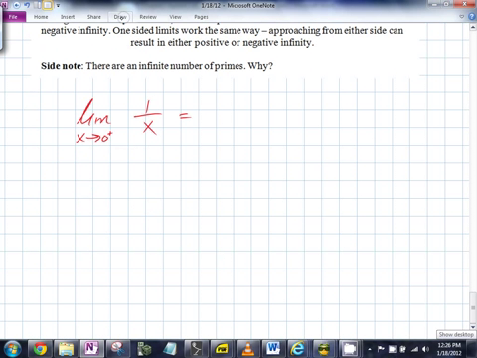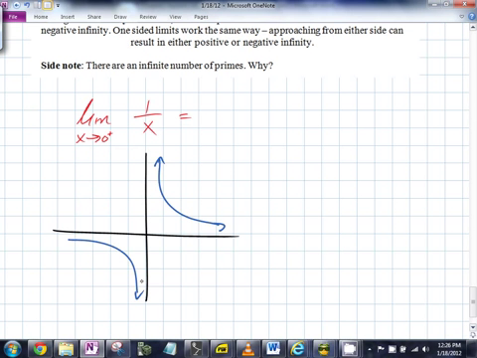So if you approach 0 from the right, what is this limit going to? It's going to infinity, right. What's the limit of this thing as x goes to 0 from the left? Negative infinity. It's going down, right? The point is you can have that. That can be the case.